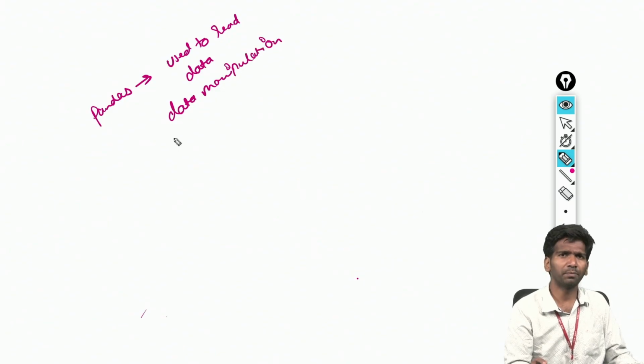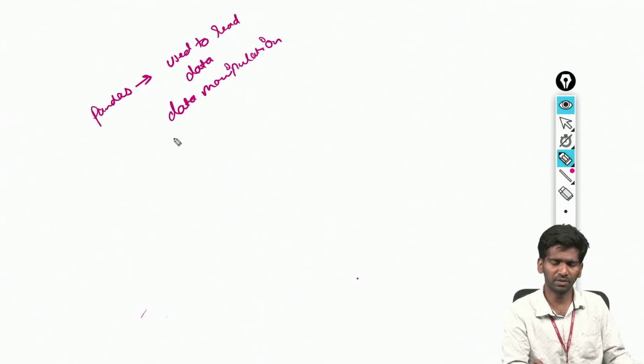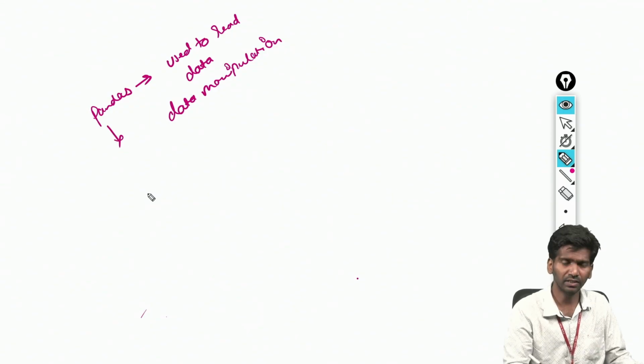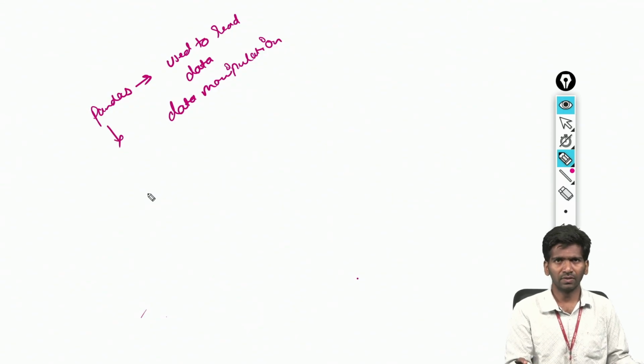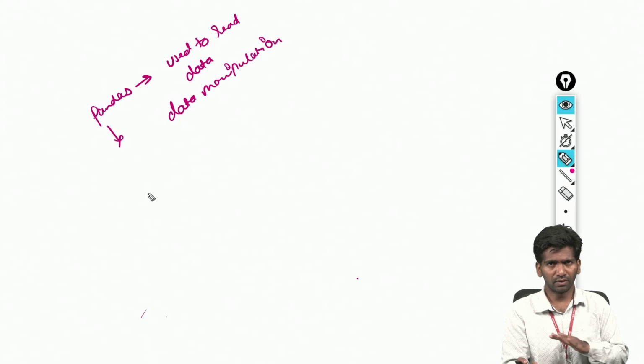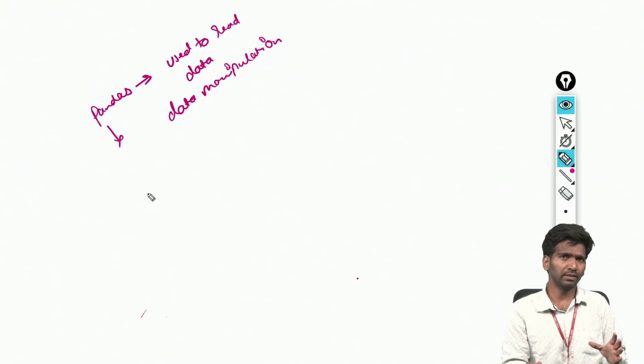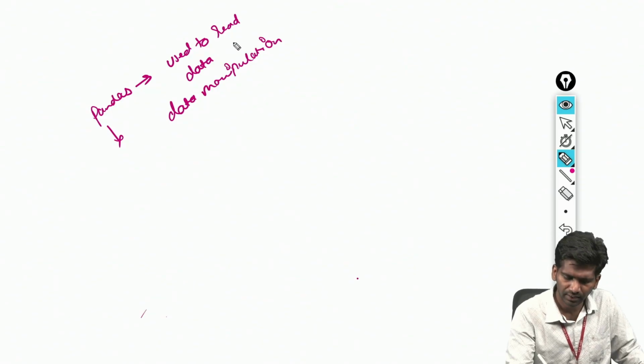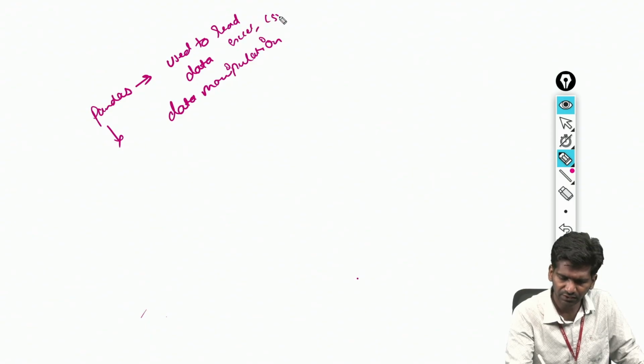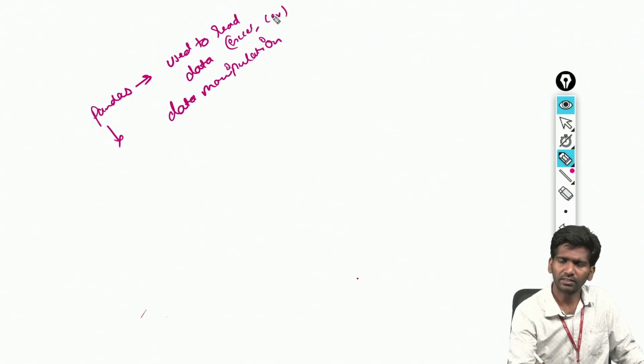All the pre-processing steps can happen with the help of pandas: filling null values, removing unwanted values, removing null values. All pre-processing steps can happen in pandas. Pandas is used for data manipulation, and it is used to read data files. It can read Excel files, CSV files, and some more files also.